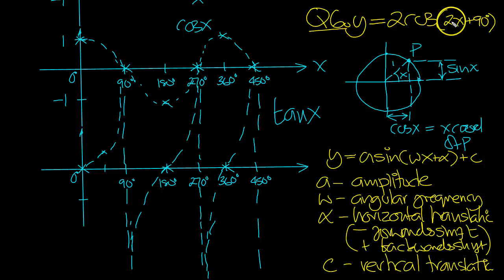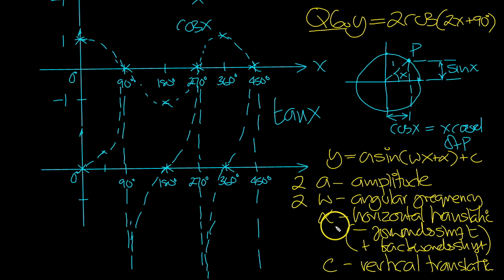y equals 2 cos 2x plus 90. If we look at the correspondences then, now we're getting some awkward questions. The amplitude would be 2, wouldn't it? So it should go up by an amplitude of 2, up and down by 2. The angular frequency is 2, so it should go up and down twice as fast as the cosine function.